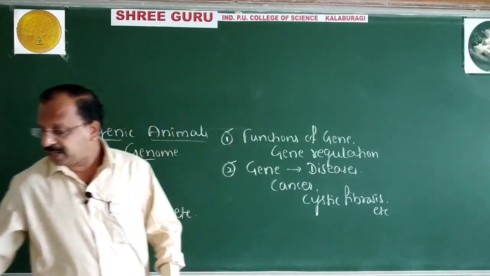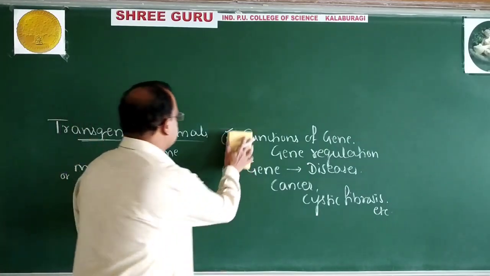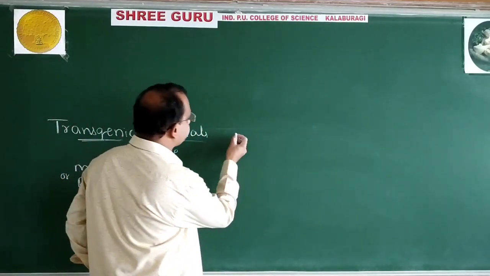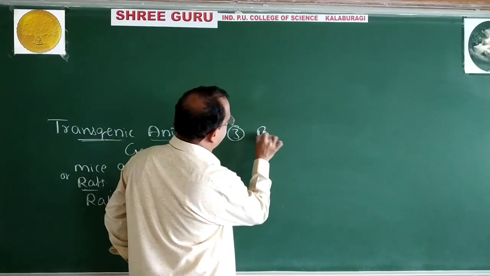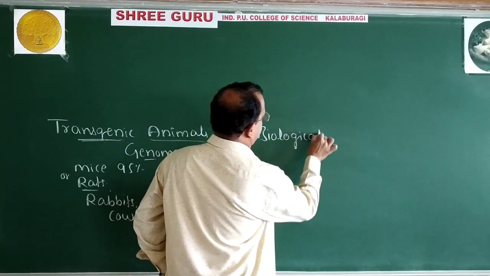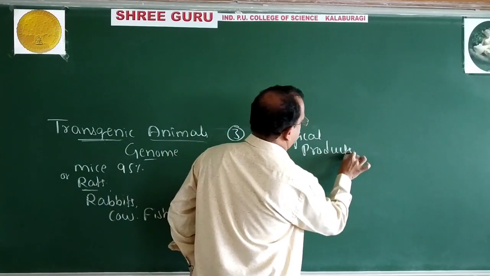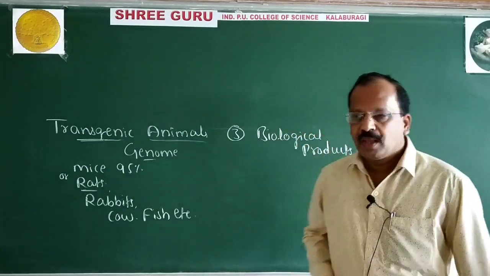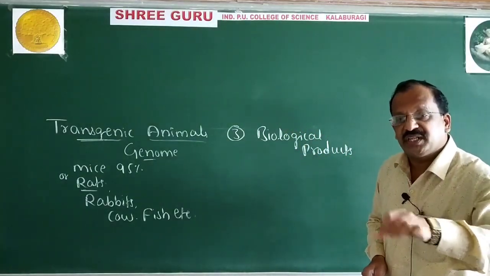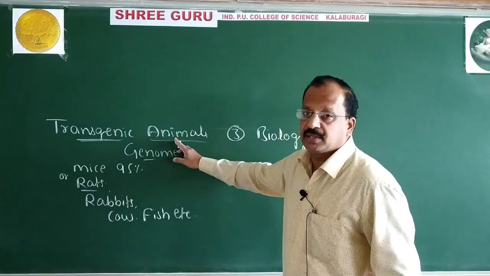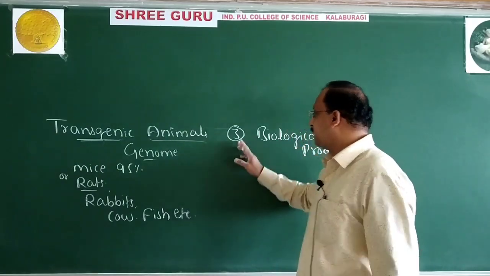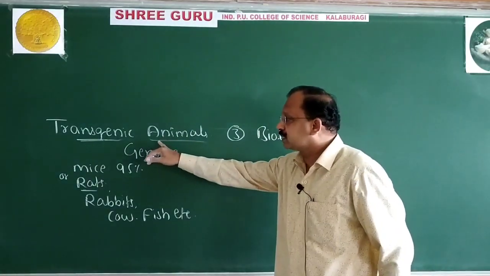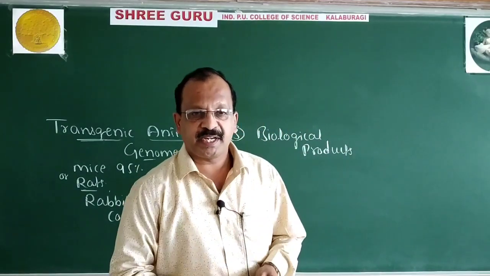Right? Next is biological products. Many therapeutic proteins are produced by using transgenic animals. Look over here, the third point. Many biological products or therapeutic proteins are produced by using this transgenic animals, which helps in the treatment of diseases.